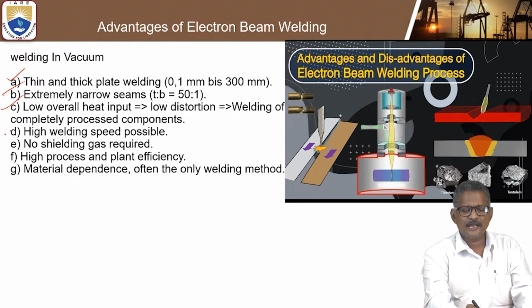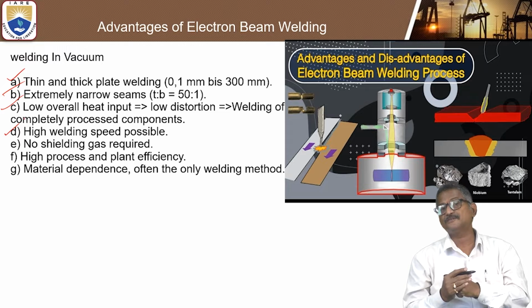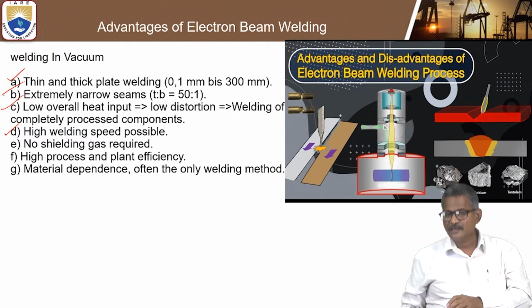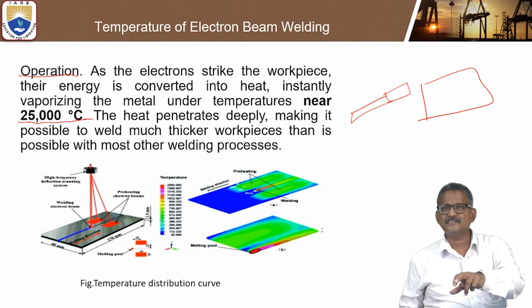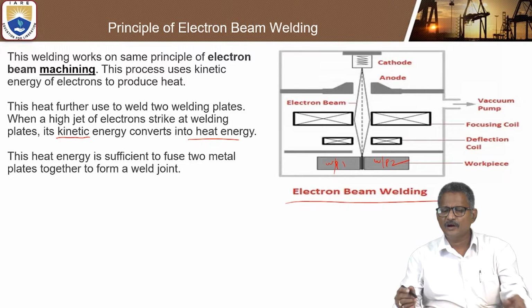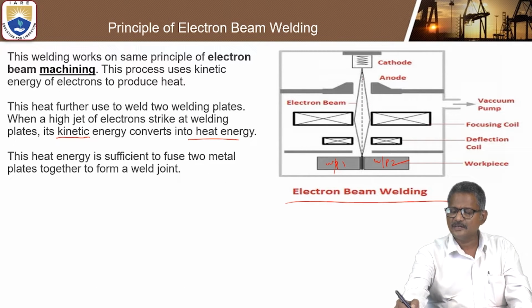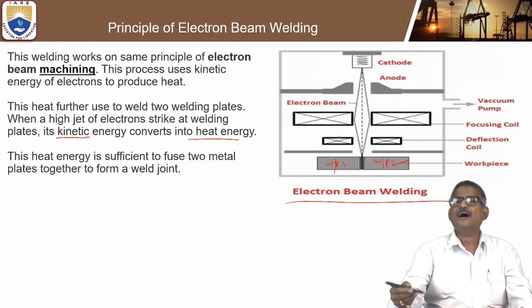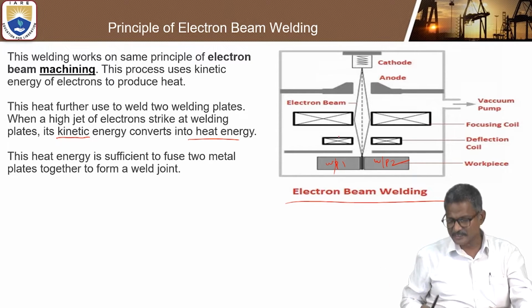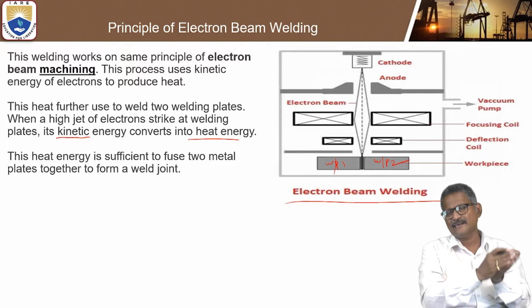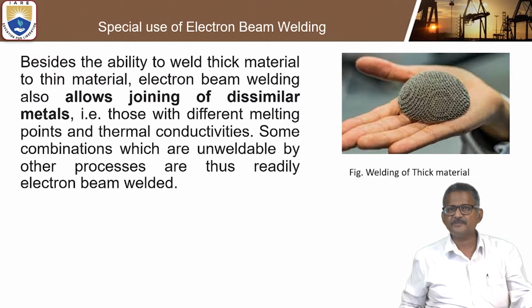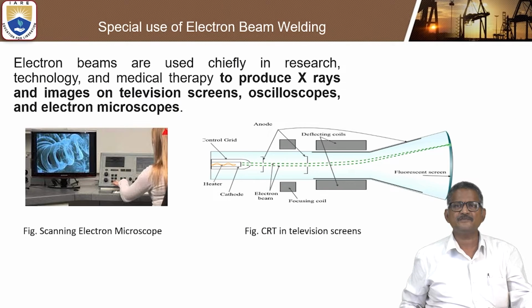One more advantage is high welding speed. In electron beam welding, you can see how the electrons flow from the cathode at very high speed. High speed is generated so that the kinetic energy is converted into heat energy. That principle applies in this EBM welding process.